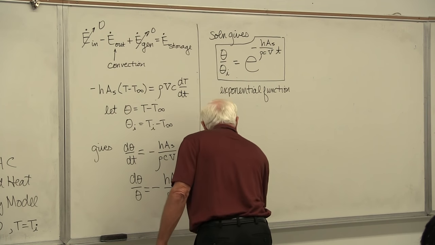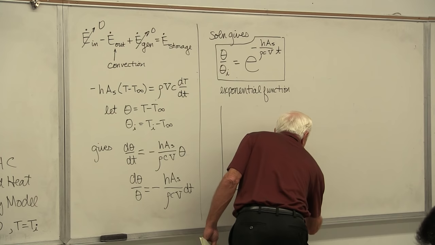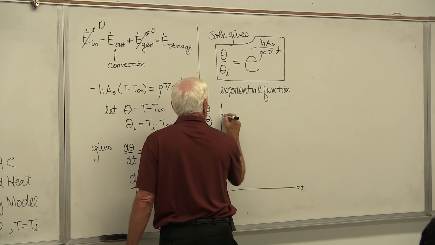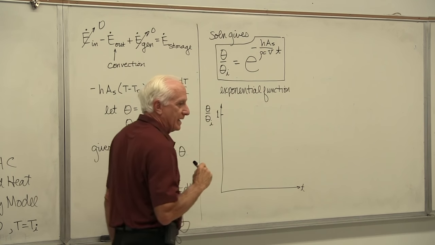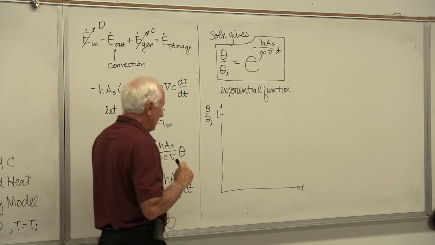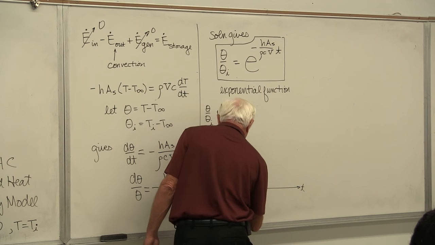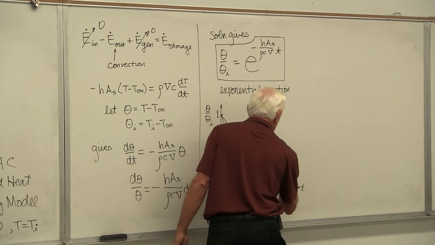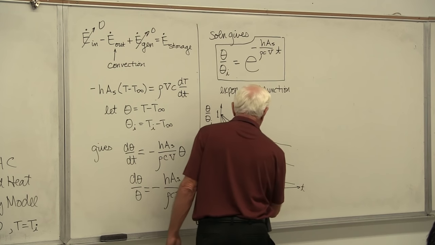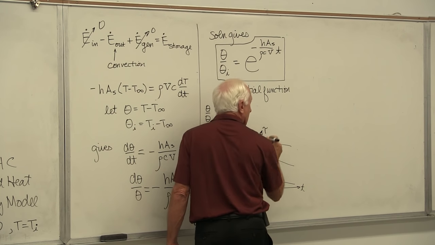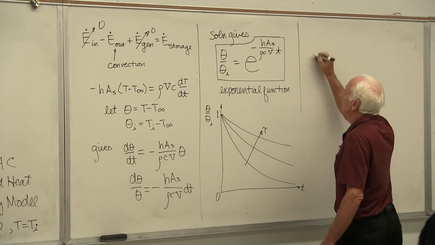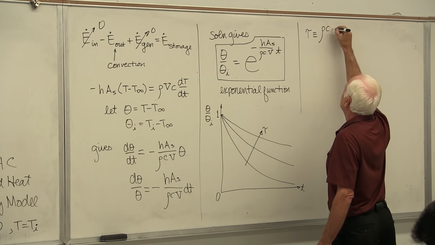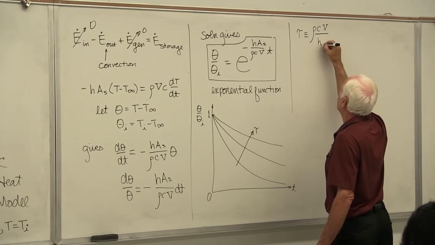We can then plot this, where we'll plot time on the x-axis and theta over theta I on the y-axis. When time equals zero, theta over theta I is one. It's exponential, so it looks something like this. For different values, it looks like this. And these values are something we call the time constant tau. Time constant tau is here, rho C V divided by h A_s.